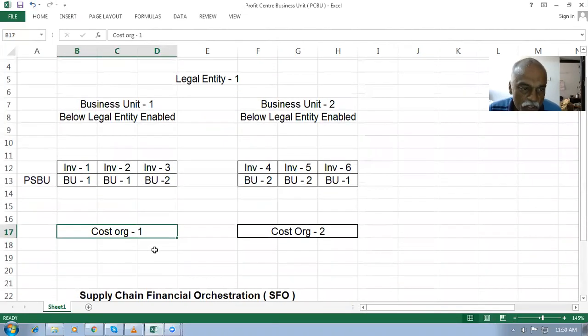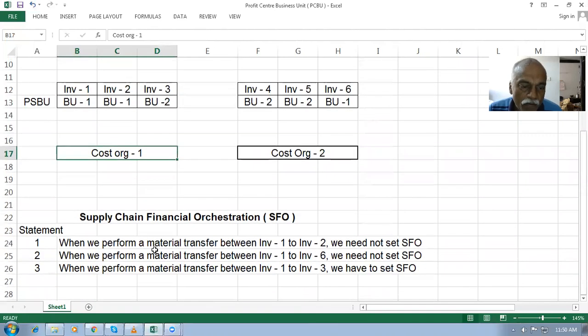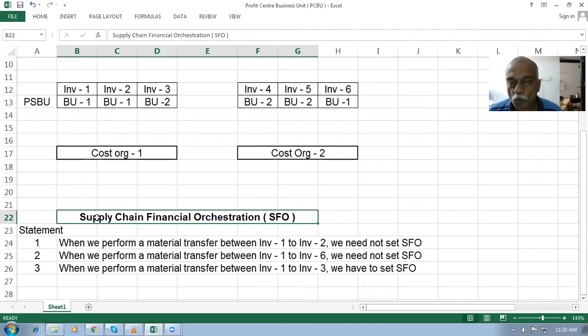The second clarification: I asked him whether we have to perform the SFO transactions, whether SFO setup is required or not. Say 1 to 2, they belong to the same PSBU. He says SFO itself is required only when you want to do intercompany payables and receivables accounting. If you don't want to do it, don't set up the SFO at all. And if you want to calculate the profit in inventory also, the intercompany payables and receivables as well as the profit in inventory, then you will set up the SFO. Otherwise, don't do it at all.